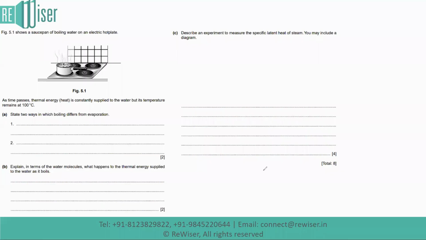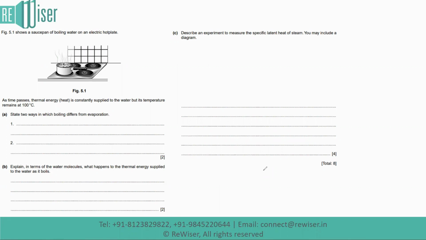Let's have a look at the next question. Figure 5.1 shows a saucepan of boiling water on an electric hot plate. As time passes, thermal energy is constantly supplied to the water, but its temperature remains at 100 degrees Celsius. State two ways in which this boiling differs from evaporation.